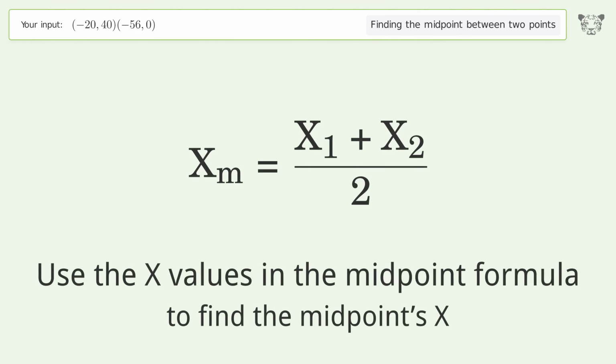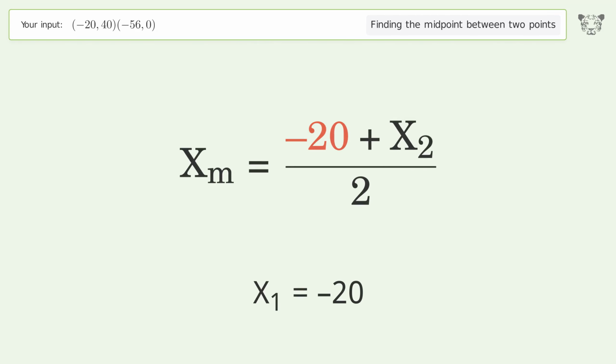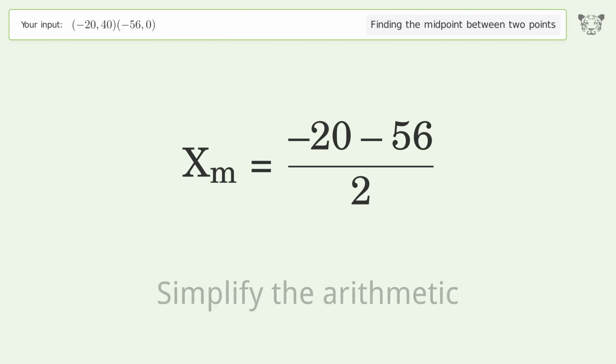Use the x values in the midpoint formula to find the midpoint's x. x1 equals negative 20. x2 equals negative 56. Simplify the arithmetic.